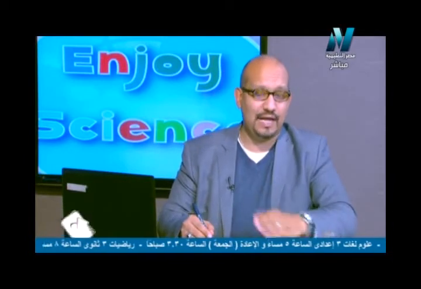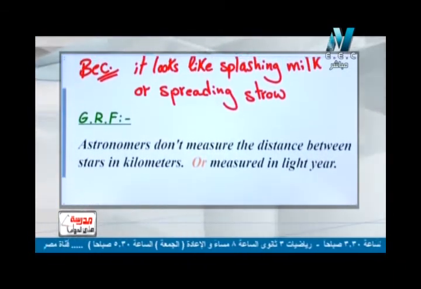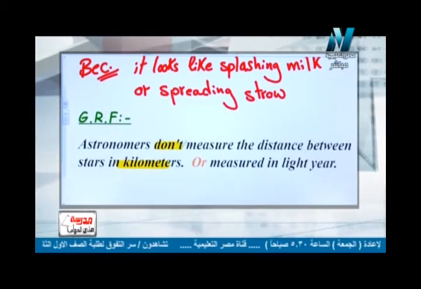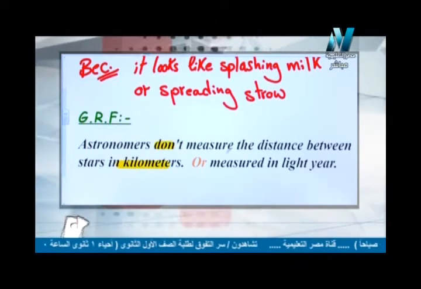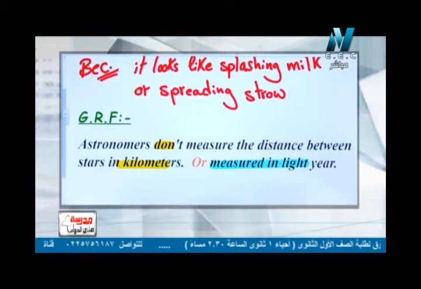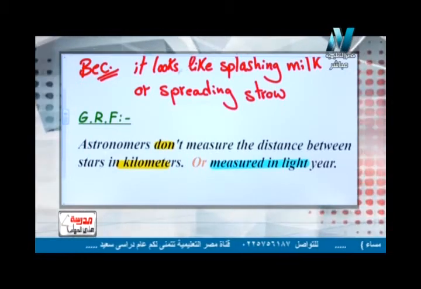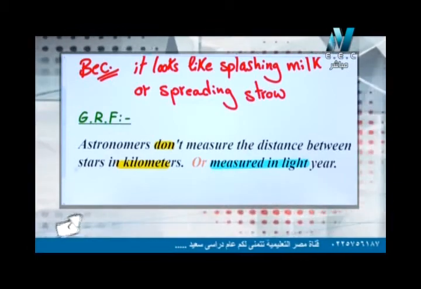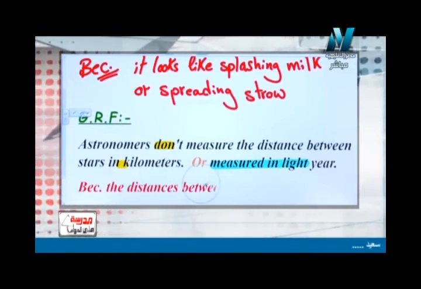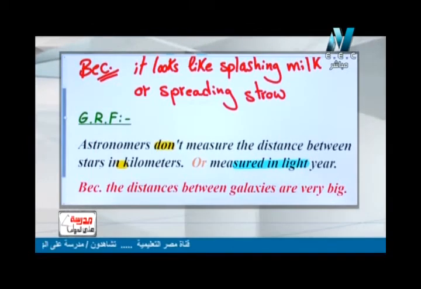So here we have a give reason, as Mr. Rasha said: astronomers don't measure the distance between stars or between galaxies in kilometer. Note that we have another give reason: we measure by light year. Both have the same answer. Why do we use the light year, or why don't we use the kilometer as a measuring unit? I say because, as we studied before, the distances between galaxies are very big, very huge. The distances between them are huge.